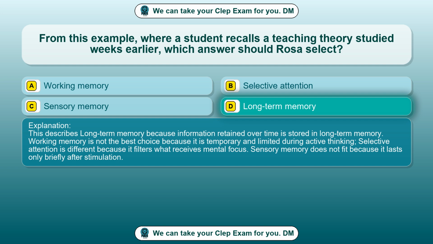Working memory is not the best choice because it is temporary and limited during active thinking. Selective attention is different because it filters what receives mental focus. Sensory memory does not fit because it lasts only briefly after stimulation.